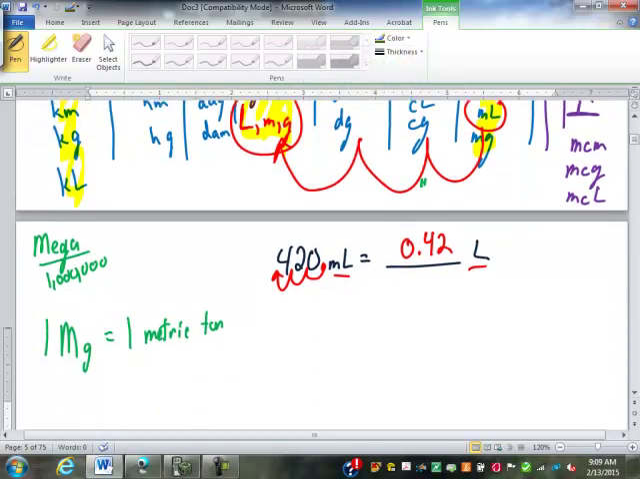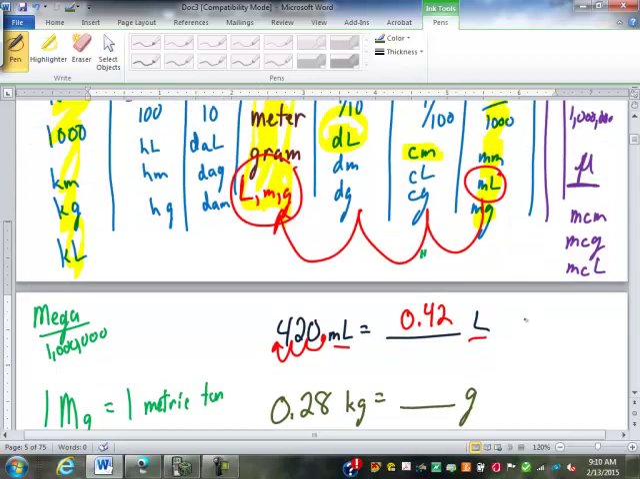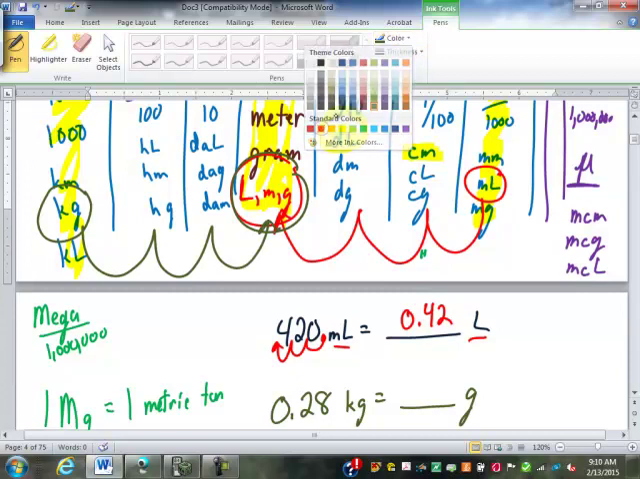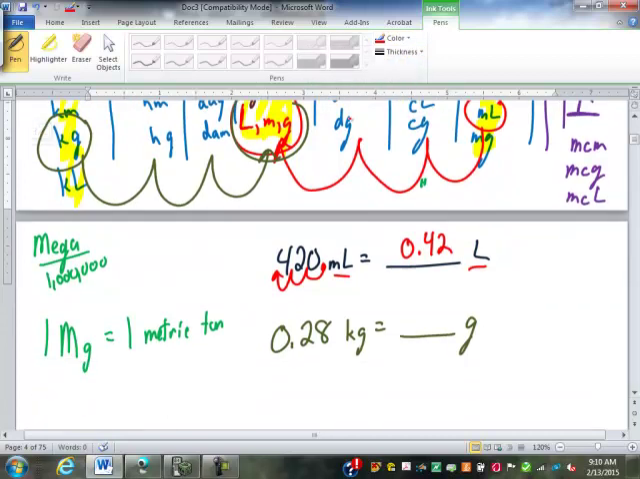So if we have 0.28 kilograms, I need to convert to grams. I'm going from kilograms to grams, which means I'm going 1, 2, 3 spots to the right on the chart. So my decimal point has to go 1, 2, I got to add a 0, 3 spots to the right. So 280 grams.